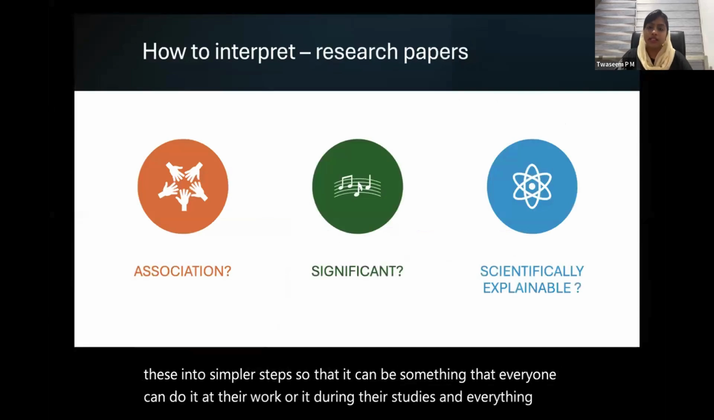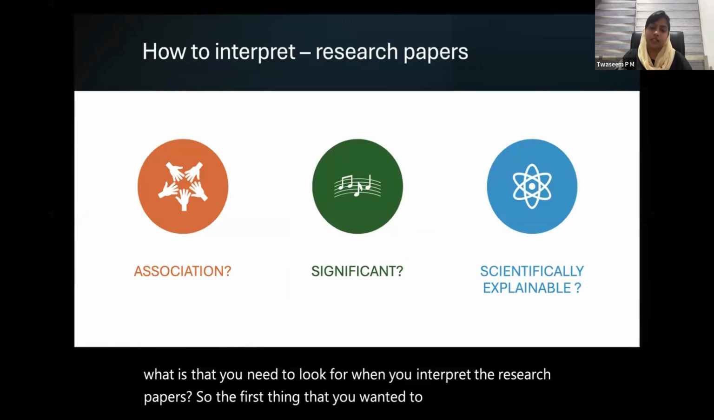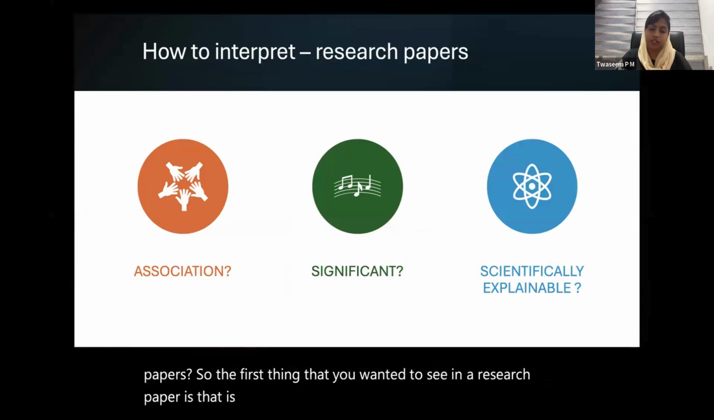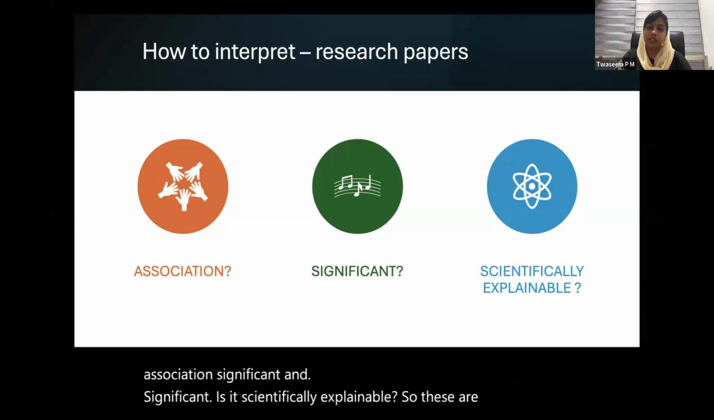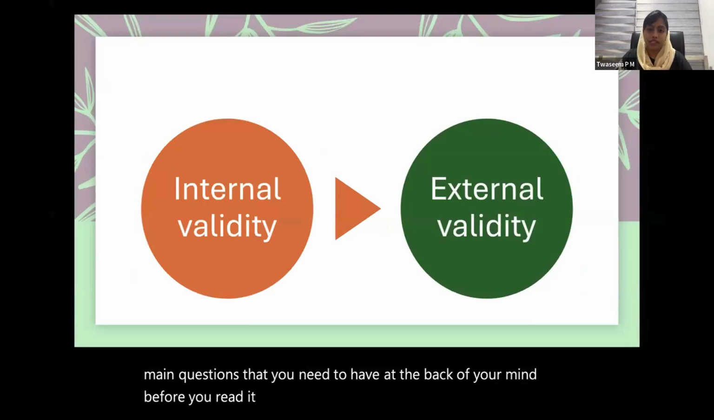So what is it that you need to look for when you interpret research papers? The first thing that you want to see in a research paper is: is there any established association? If yes, is the association significant? And if significant, is it scientifically explainable? These are the three main questions that you need to have at the back of your mind before you read an article. When it comes to research studies, we need to look at the validity.